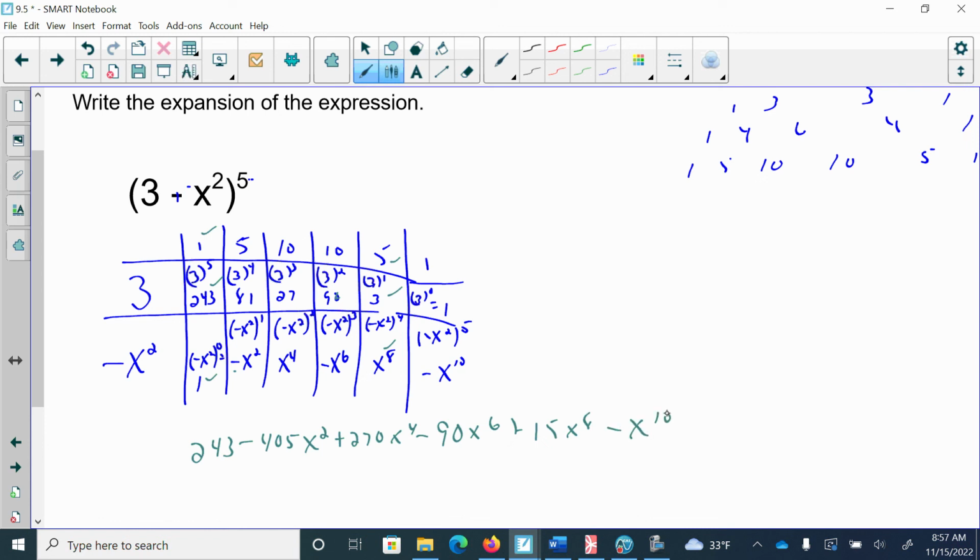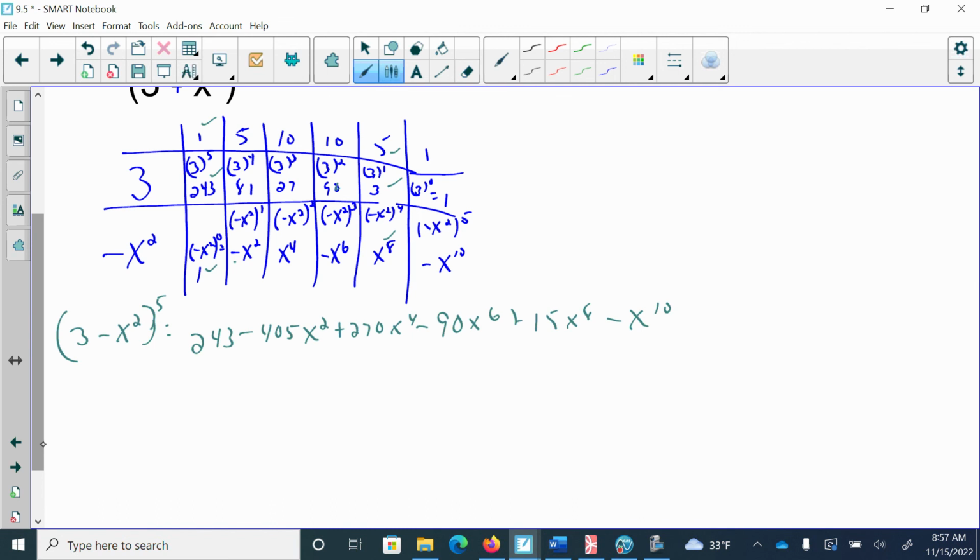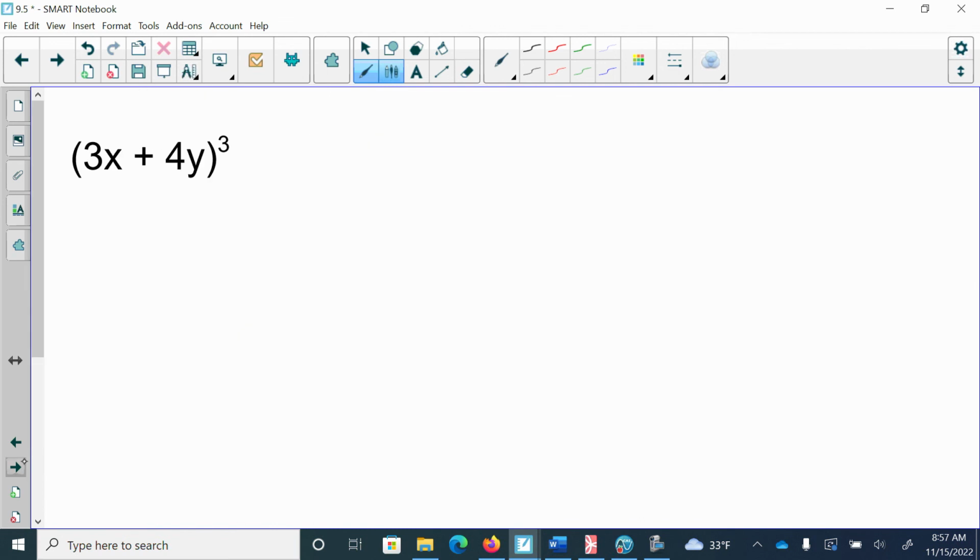So since I have a power being raised inside a power, you know how I said normally your exponents add up to the power that this is being raised to, and this is actually a 5, not a 2. That's not going to happen because of this 2. But that is the expansion of 3 minus x squared raised to the 5th power. Boxes are wonderful things.